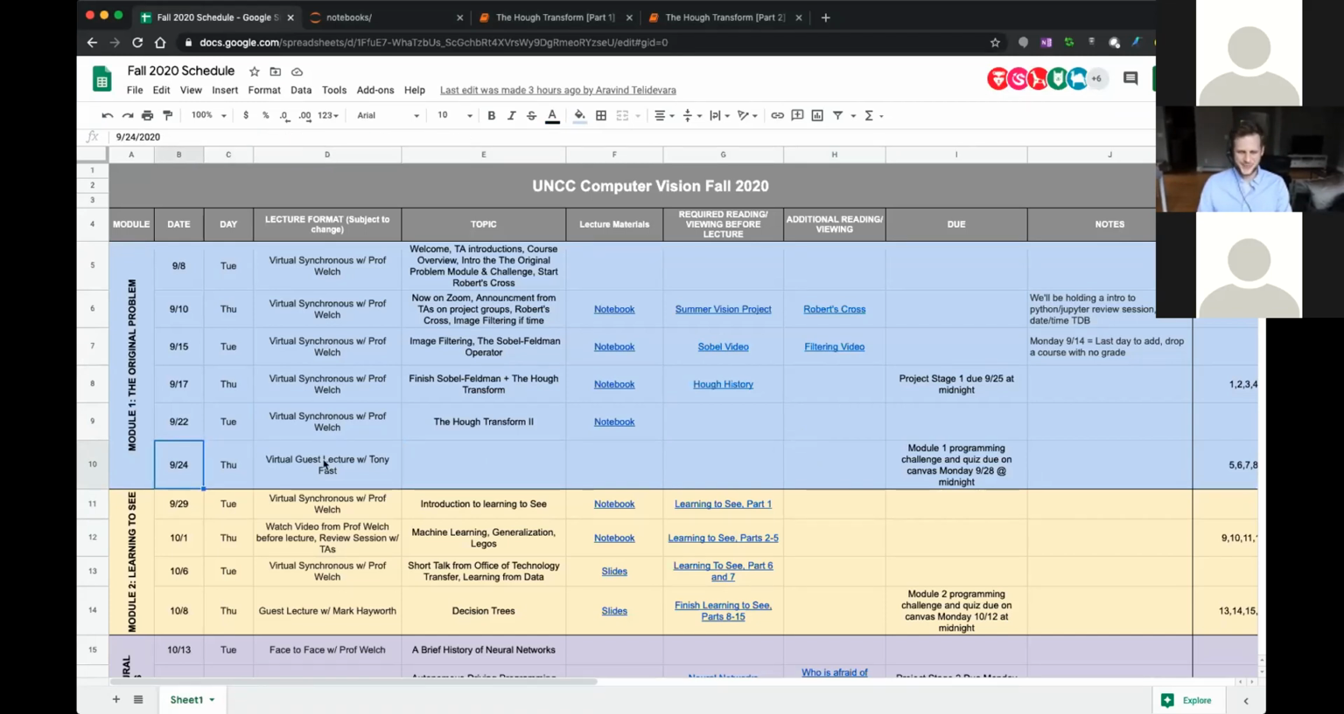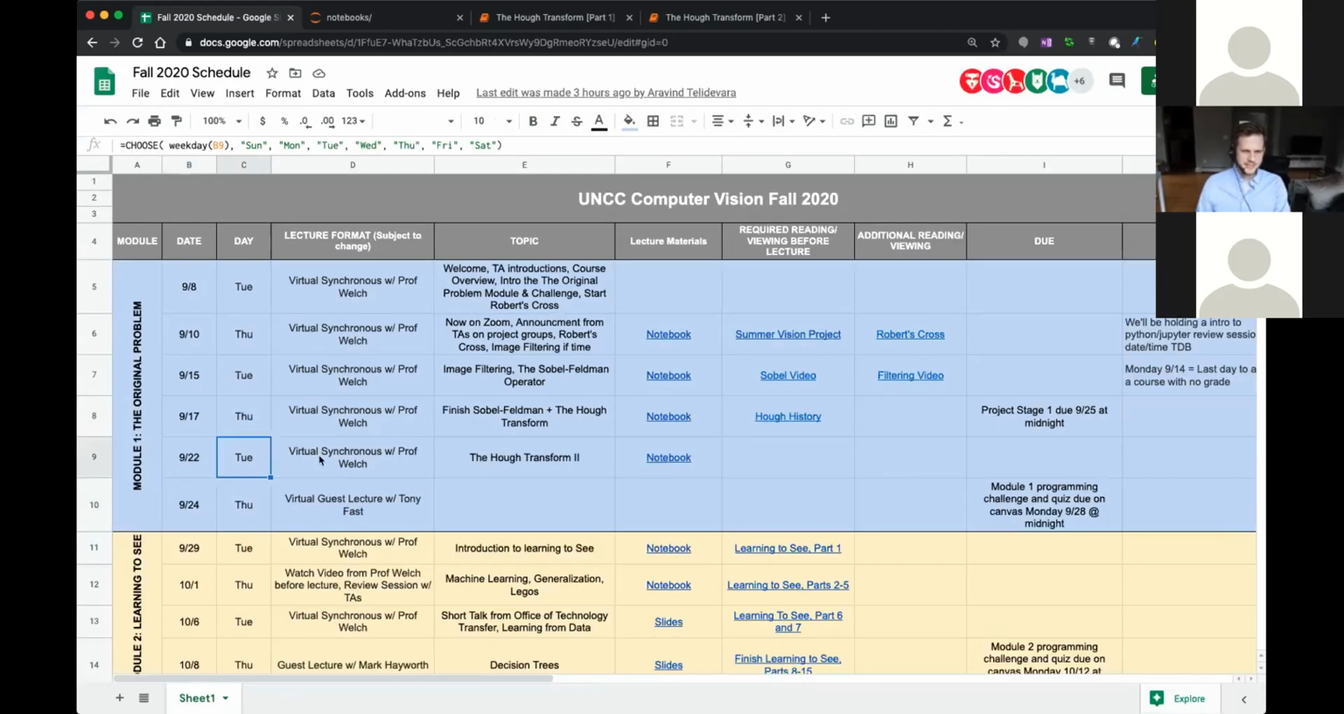All right, cool. Okay, so here is our schedule. Let me zoom in a little bit here. We have made it to the 22nd, and today we're going to be talking about the Hough transform. We just barely started the Hough transform last time, and we're going to get into it in a lot more detail. The Hough transform is the last tool that may help you on the programming challenge. I don't believe that you have to use the Hough transform.